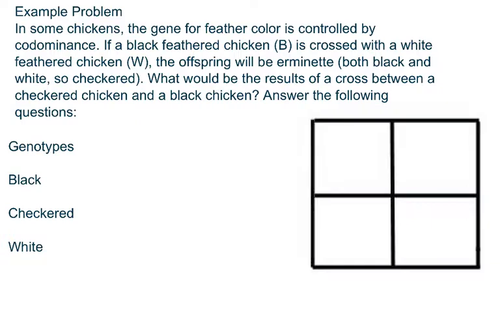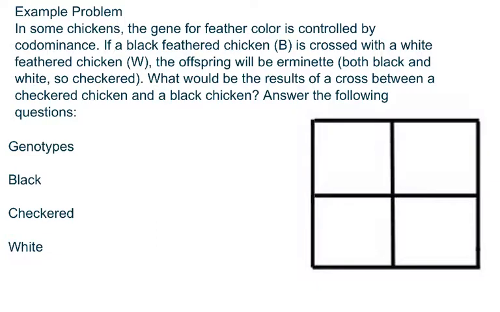Here's our next example problem. In some chickens, the gene for feather color is controlled by codominance. If a black feathered chicken, which is capital B allele, is crossed with a white feathered chicken, which is capital W allele, the offspring will be erminette, both black and white together. So we can call that checkered. What would be the results of a cross between a checkered chicken and a black chicken?